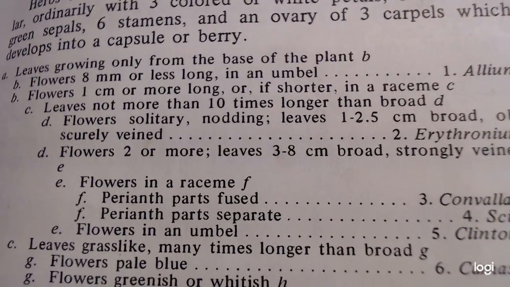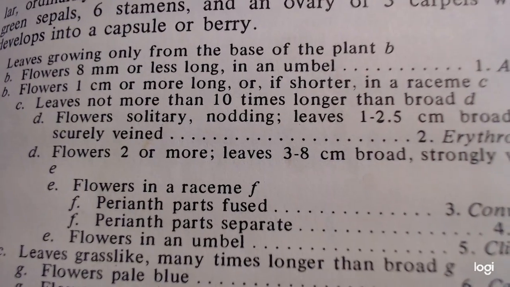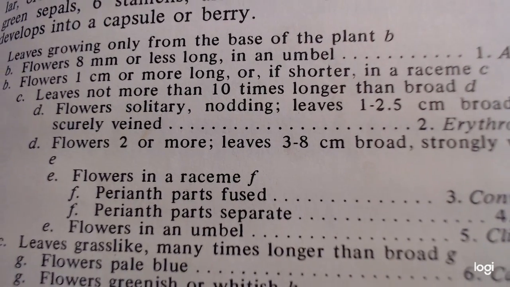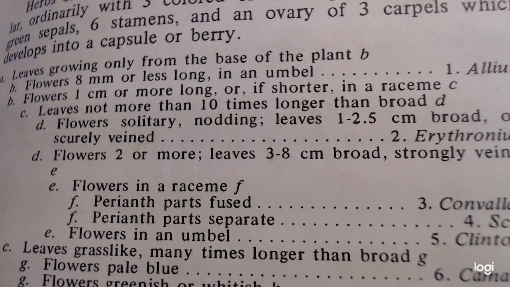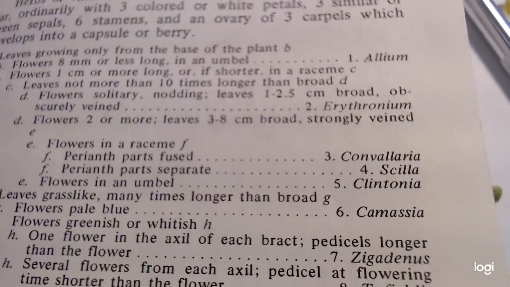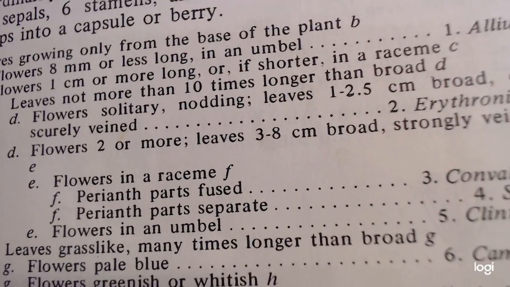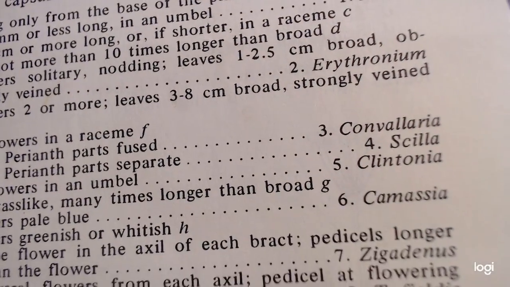So that says D. Flowers solitary, nodding. Flowers 2 or more. Leaves 3 to 8 centimeters broad. But these flowers are solitary. There's only one flower. You could see here in this case is another one that I got, just in case I messed the first one up. So it's a solitary flower. Okay, so here we go. Flower solitary, nodding, so it's erythronium.